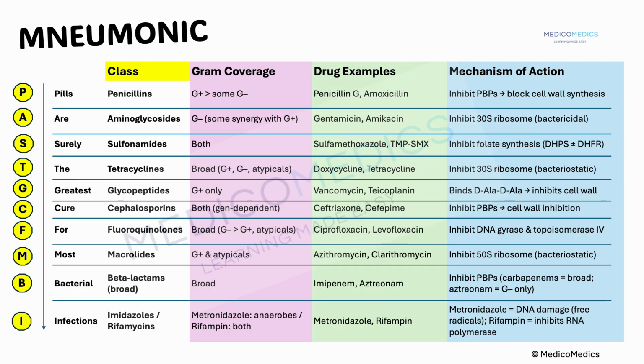We've now journeyed through the bacterial cell, wall, ribosome, and genetic core. Guided by the mnemonic, pills are surely the greatest cure for most bacterial infections. See, each class targets a weak point, and understanding their mechanisms is key to smart prescribing and antibiotic stewardship.